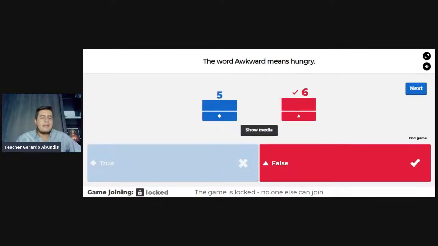That's it, guys. It's 100% false. Awkward means uncomfortable or embarrassing. Like, for example, when you are walking and then suddenly you fall down, and then you can see a lot of people around you. That is something embarrassing, okay? Something you feel bad, uncomfortable. That is awkward. Hungry is when you want to eat something, which is easy, okay? Good.